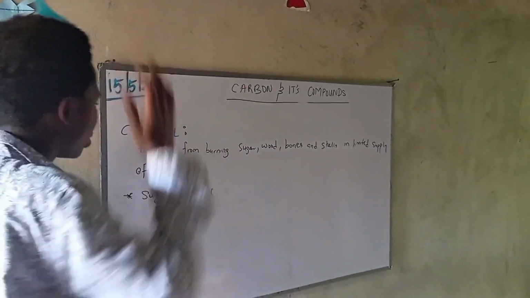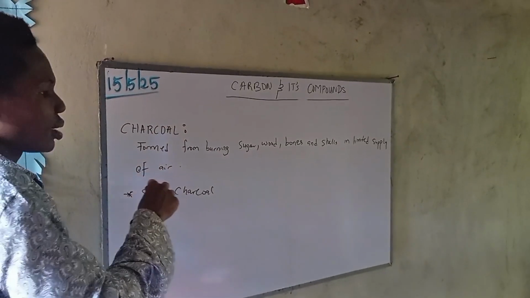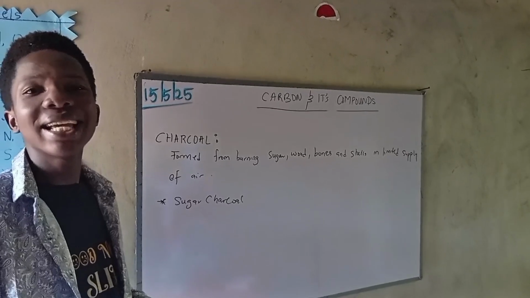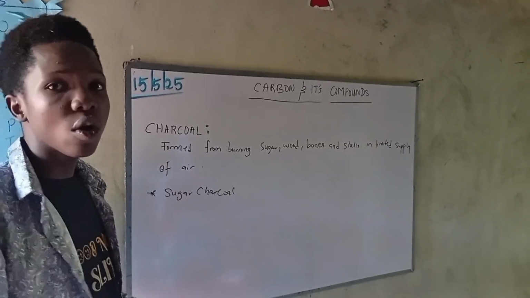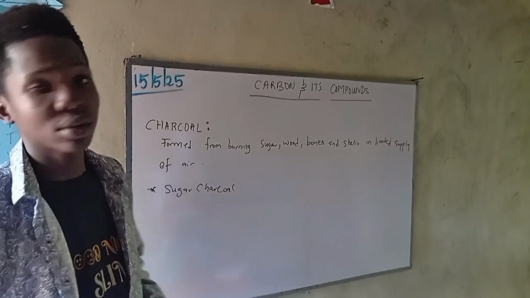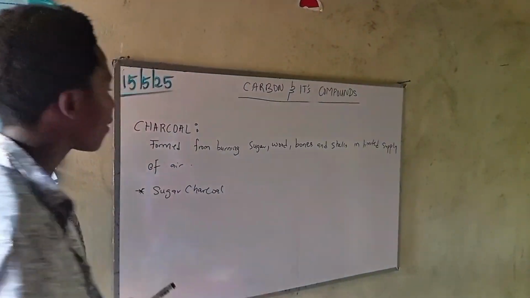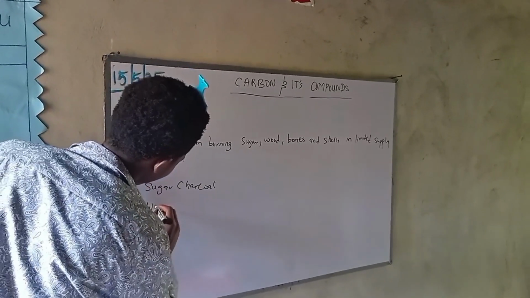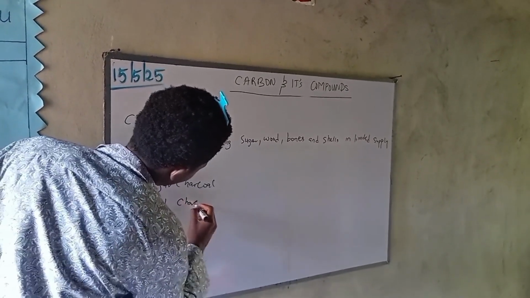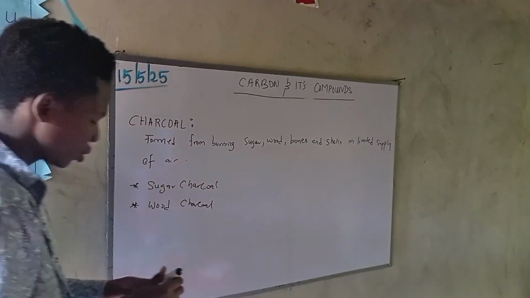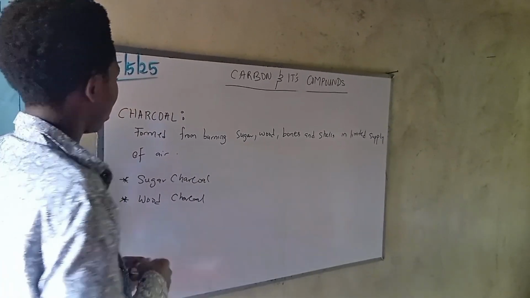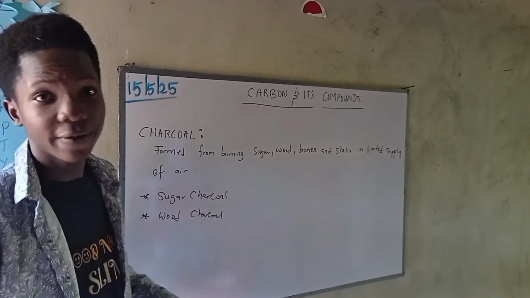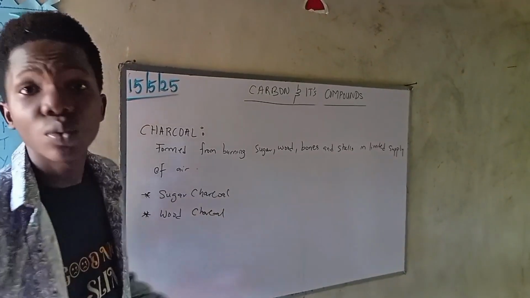So, when sugar reacts with H2SO4, it will get dehydrated and become sugar charcoal. So now we also have what we call the wood charcoal. Now wood charcoal takes place whereby wood undergoes destructive distillation in the absence of air. It will now give us what we call wood charcoal.